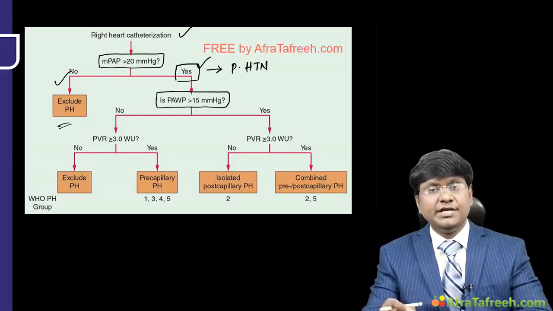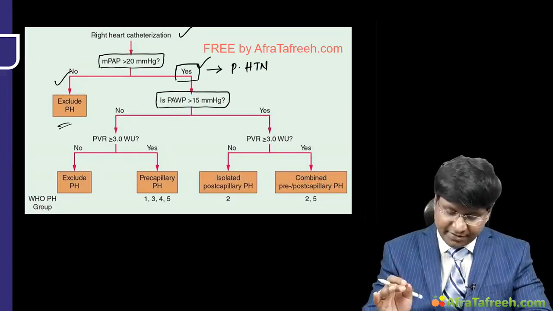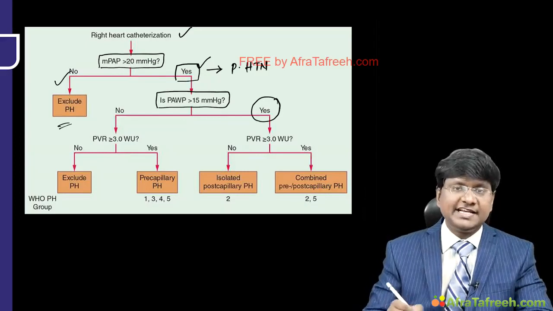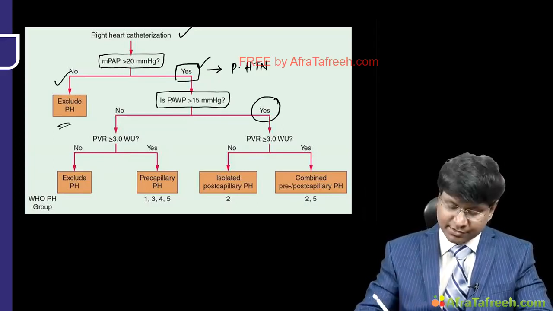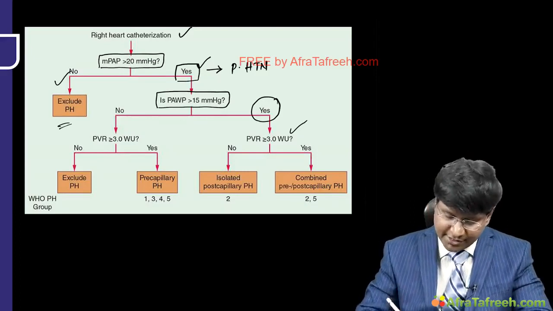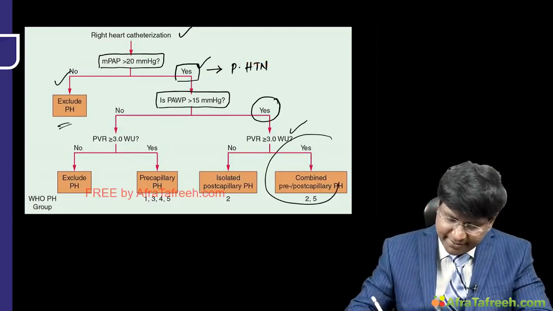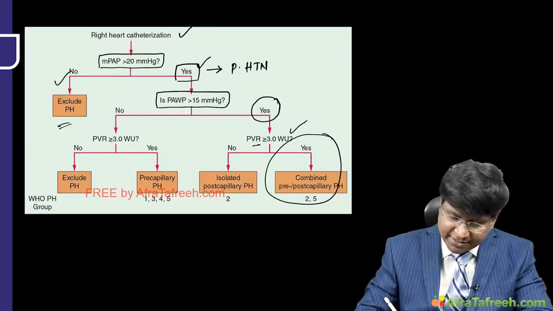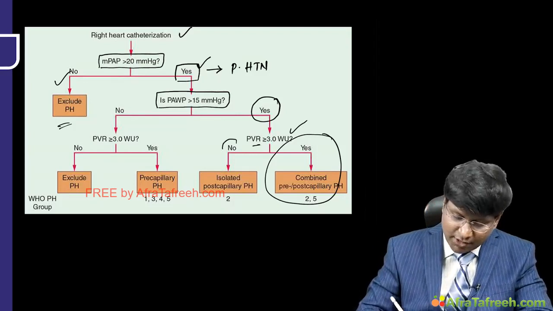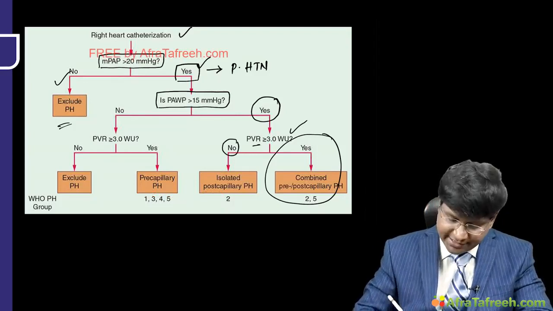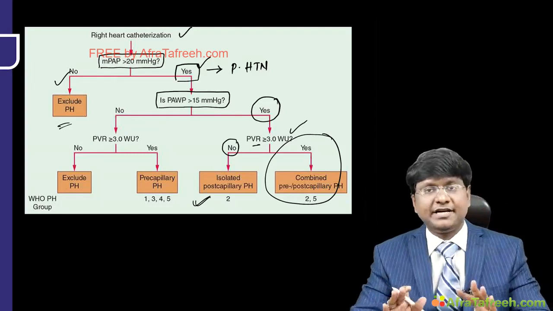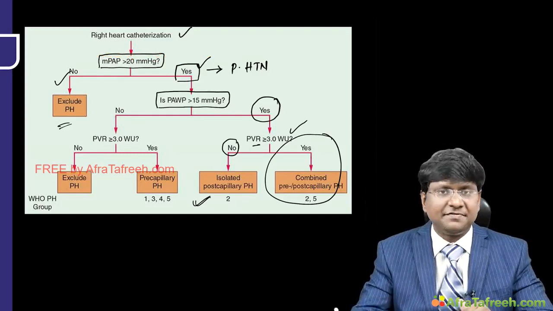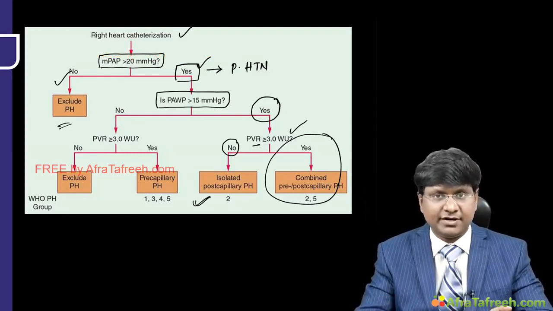arterial wedge pressure. If the pulmonary arterial wedge pressure is more than 15 millimeters of mercury, right, if it is yes, at the same time you need to calculate the pulmonary vascular resistance. If it is more than or equal to 3 Wood units, then it is combined pre and post capillary pulmonary hypertension. If the pulmonary vascular resistance is not more than or equal to 3 Wood units, then it is isolated post capillary pulmonary hypertension. So what are the isolated post capillary pulmonary hypertension? Like your left heart pathologies like mitral stenosis as well as left ventricular dysfunction.